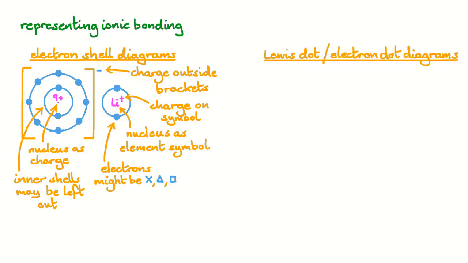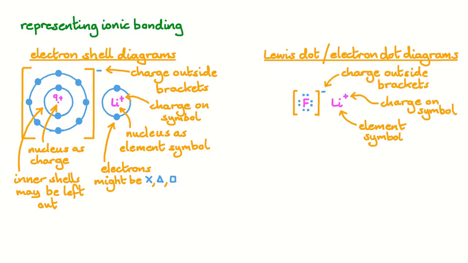We can even simplify things further using Lewis dot or electron dot diagrams. In these diagrams, the expectation is the nuclei will be labelled with element symbols, but the charges could be on the element symbol or outside some brackets. And valence electrons are dotted around element symbols, paired up where possible.